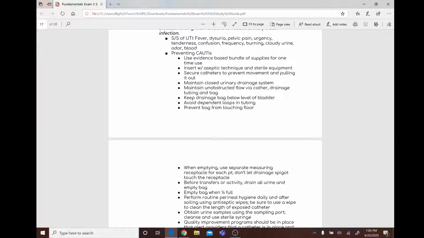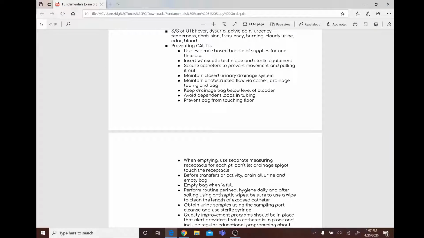Insert with aseptic technique and sterile equipment. Secure catheter to prevent movement and pulling it out. Maintain closed urinary drainage system. Maintain unobstructed flow via catheter, drainage tubing, and bag. Keep drainage bag below level of bladder. Avoid dependent loops in tubing. Prevent bag from touching floor.